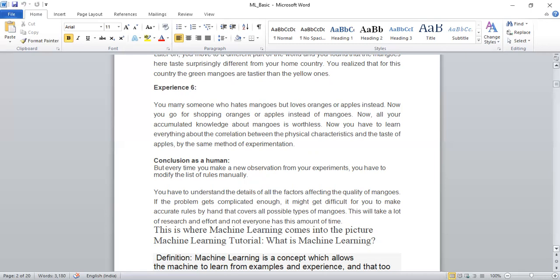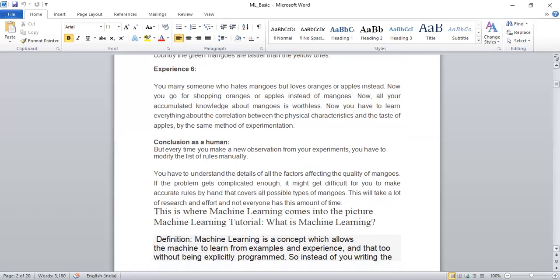Now you have to understand the details of all the factors affecting the quality of mangoes. Okay, if the problem gets complicated enough, it might be difficult for you to make accurate rules by hand that cover all possible types of mangoes. This will take a lot of research and effort, and not everyone has this amount of time. This is where machine learning comes into the picture. Okay, so what is machine learning? Understood?